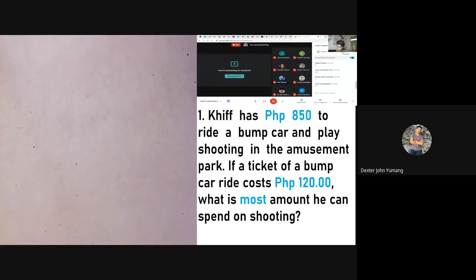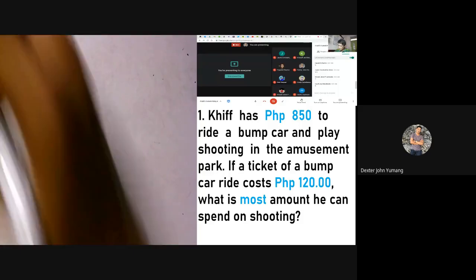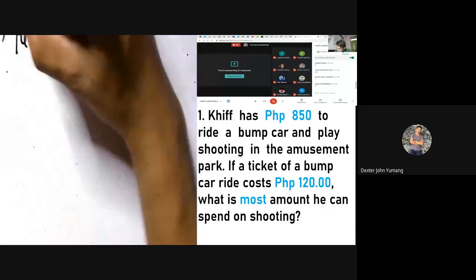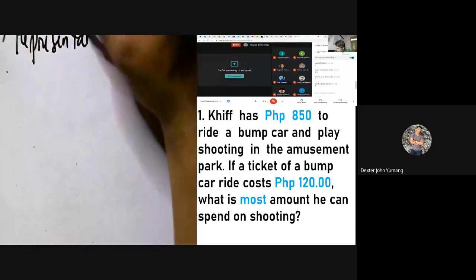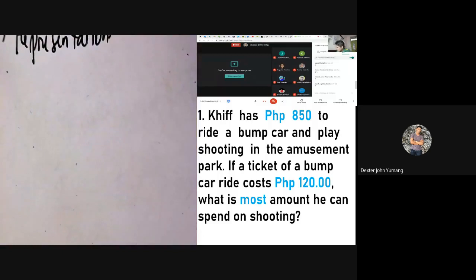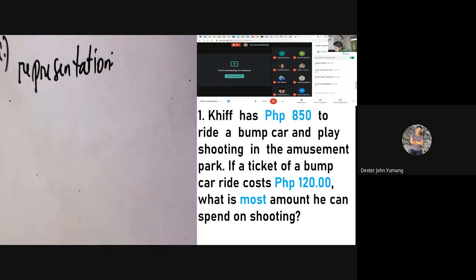So let's do that one together. Letter A is the representation, tama? So, anyone who could reveal the representation on the chat box, please? Sino po ang may sagot sa representation? Let X be what? Anyone? You may type on the chat box. Wala pa po. Sige po, antayin ko lang po. So, sabi na po Christoph, let X be the amount we can spend on shooting. Is he correct? Others, please, tingnan natin kung may sagot ba ang iba.